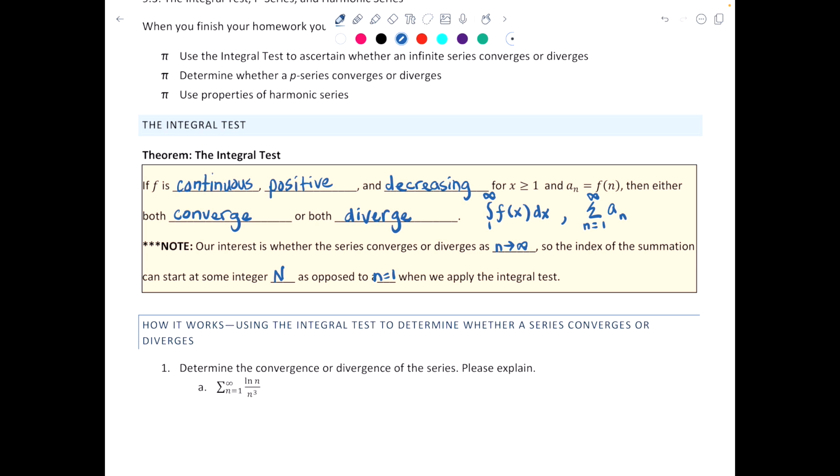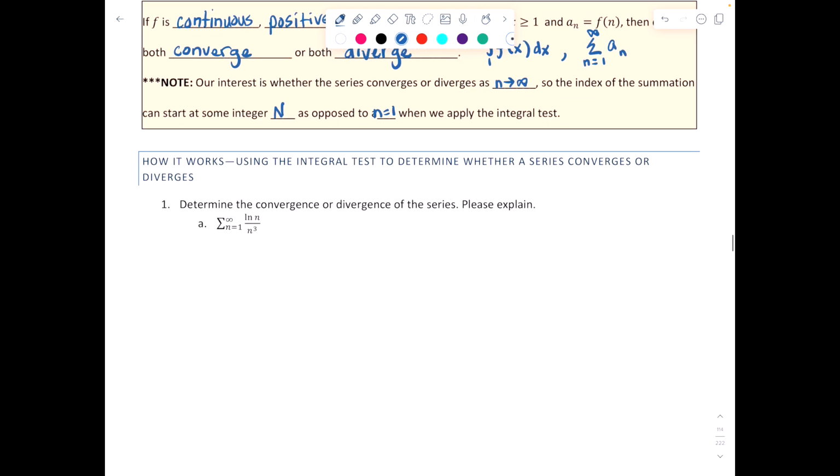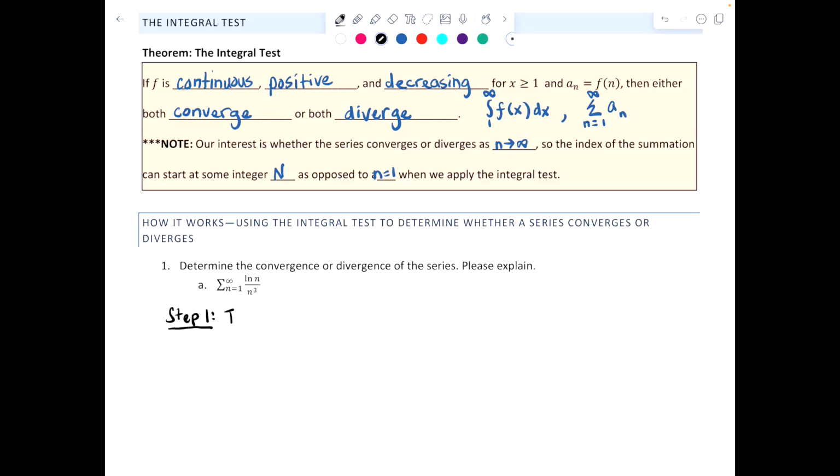Okay, so how it works. Using the integral test to determine whether a series converges or diverges. So here we go. What test are we going to use? Okay. And we're going to use the integral test. And then step 2, we'll check our conditions.